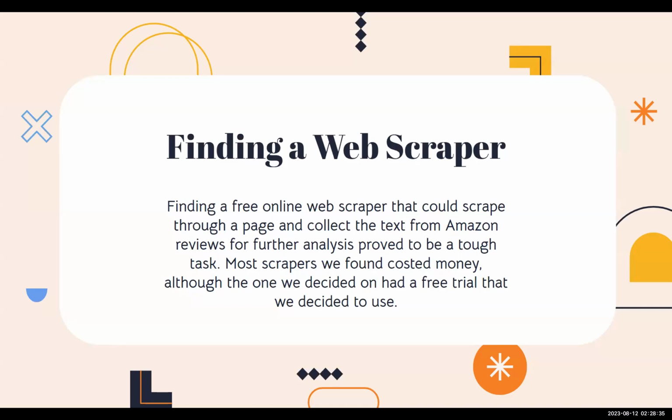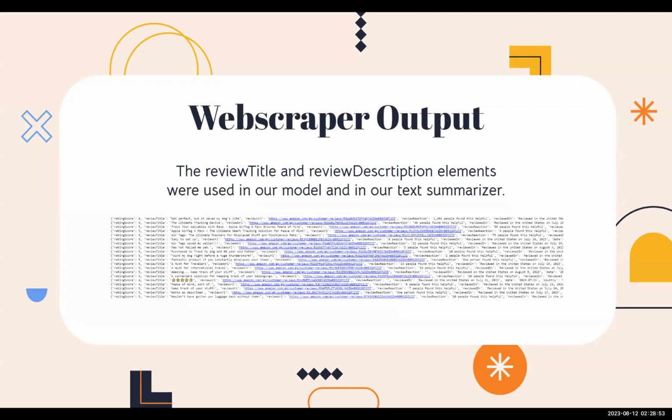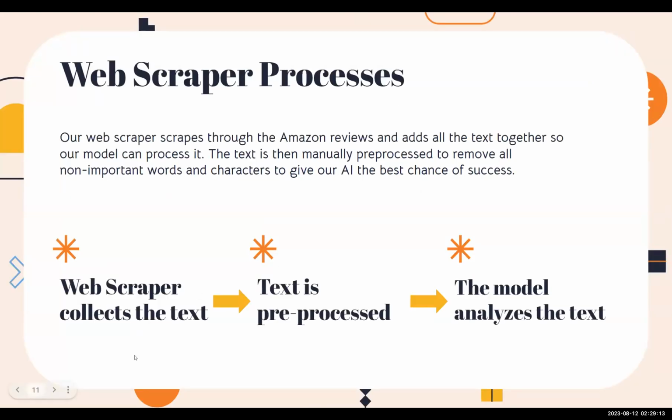So for our web scraper, we couldn't find a free online web scraper to collect the text. Everything we found that was usable costed money, so we ended up using one that had a free trial. So the web scraper essentially outputs a list of dictionaries, as you can see. We didn't use most of this except for the review title and review description elements, because those held the actual review text. Our process is we have the web scraper collect text, and then we use a pre-processing function to get it ready for the model, and then we put it through the model.